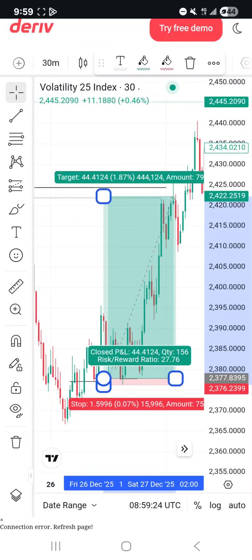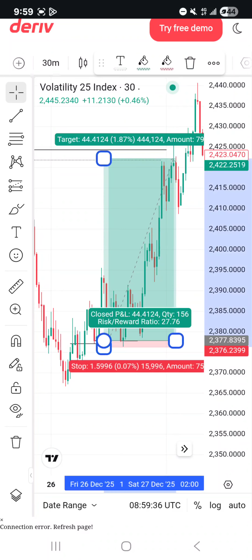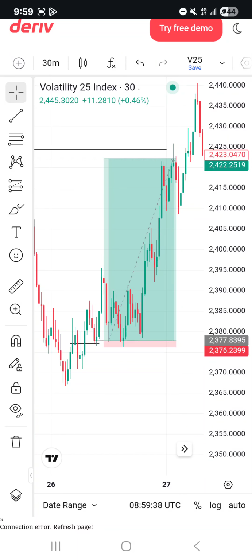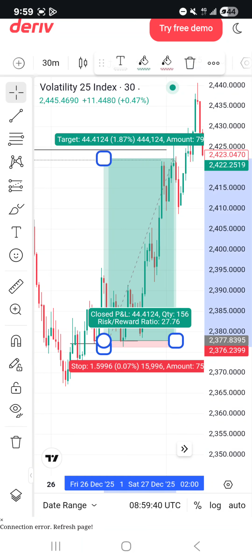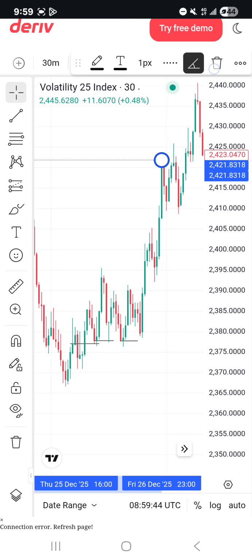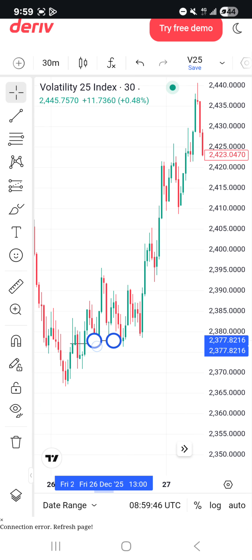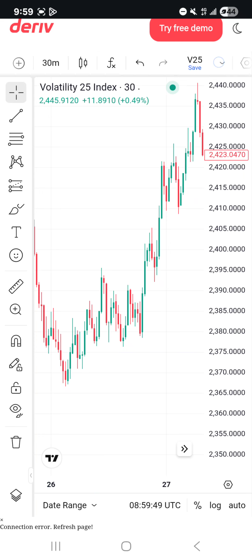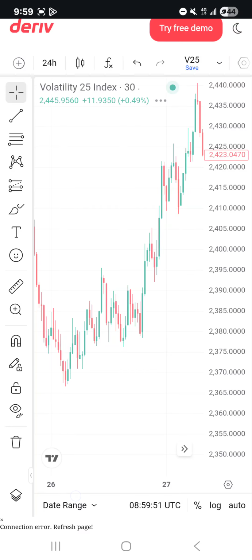So basically, I'm going to be talking about how I caught this 27RR setup on V25, a synthetic pair. Now, I'm going to clear the charts and start from scratch. So let's just clear the chart. We'll start from the daily time frame.